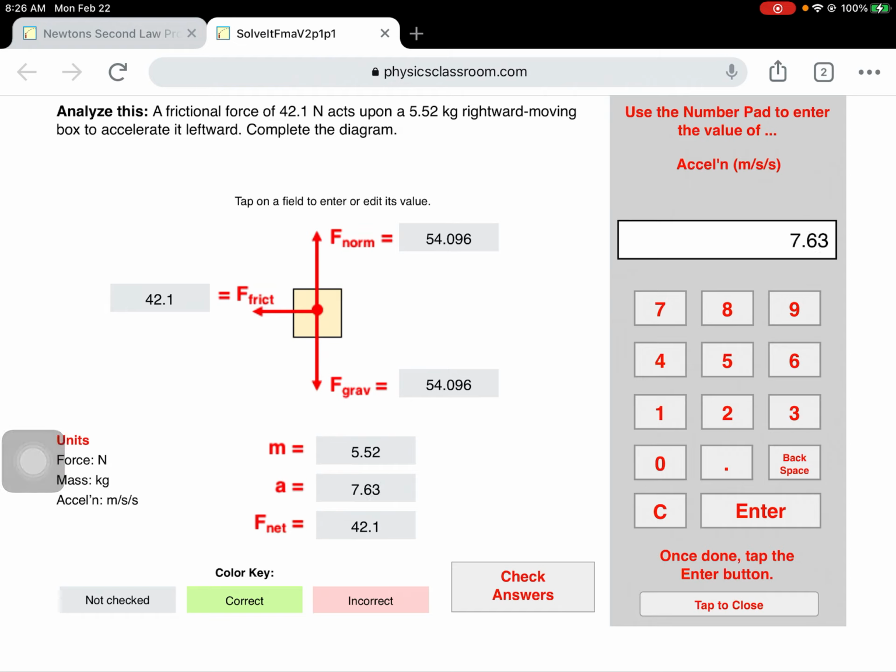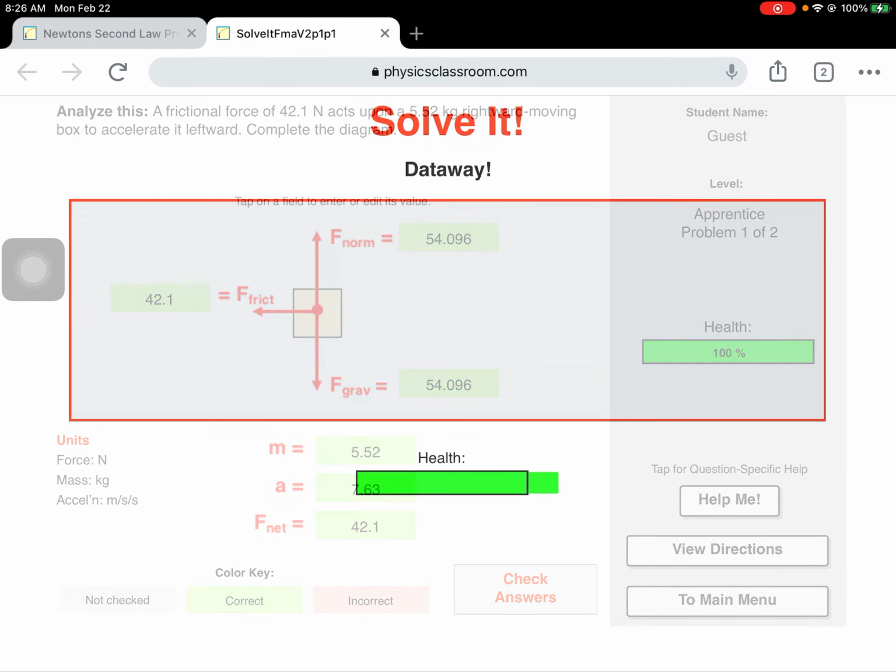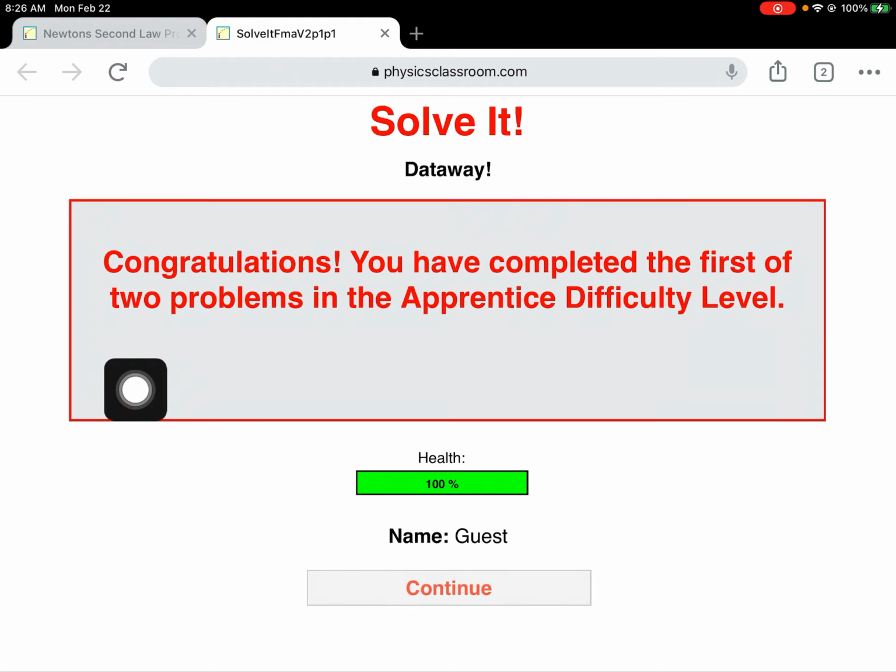7.63. Before I hit enter, I just want you guys to think about how cool this is. If you know the force and you know the mass, you can predict an object's acceleration. It's almost like you can read the future. You can read the future. Let's hit check answers. Oh my gosh, congratulations. It feels good. There you go, guys.